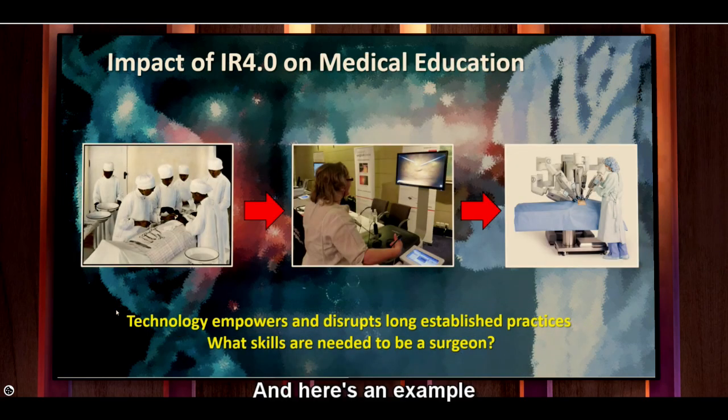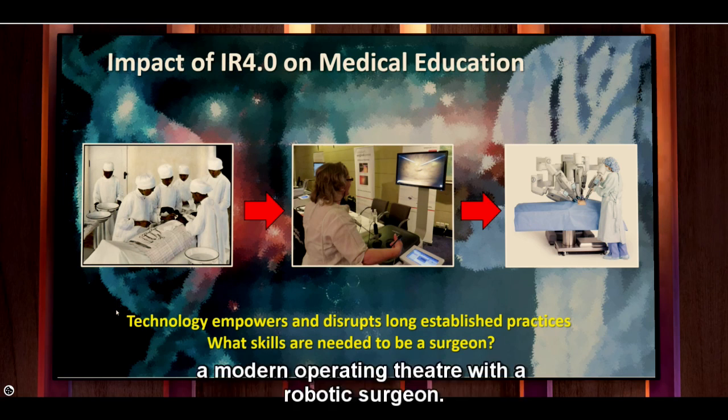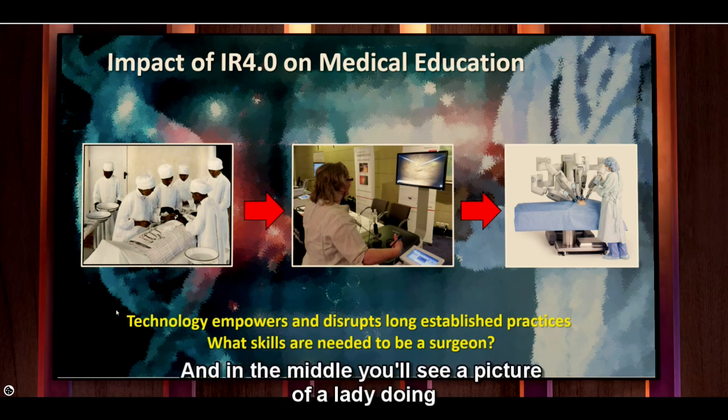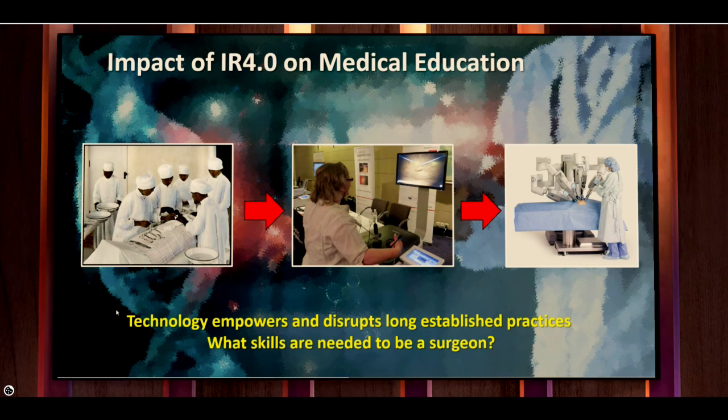And here's an example of how technology is disrupting surgery. On the left-hand side, you'll see a traditional old-style operating theatre. On the right-hand side, you'll see a modern operating theatre with a robotic surgeon. And in the middle, you'll see a picture of a lady performing removal of a gallstone using laparoscopic tools in a simulation which is designed to train surgeons.